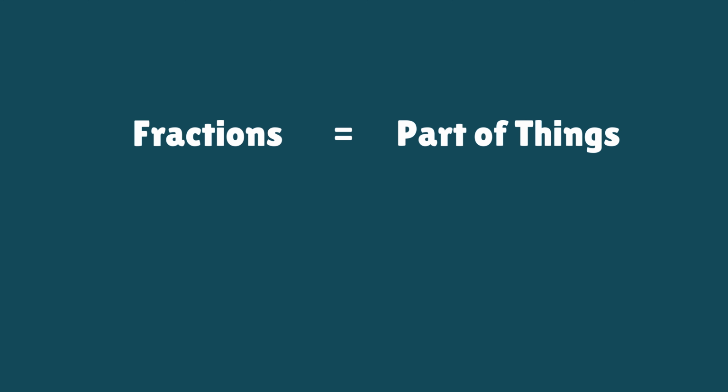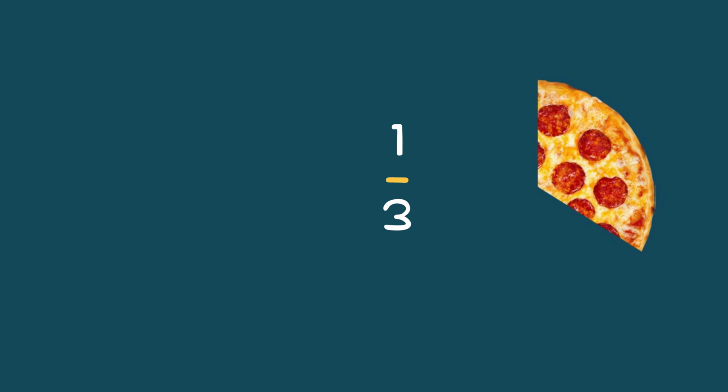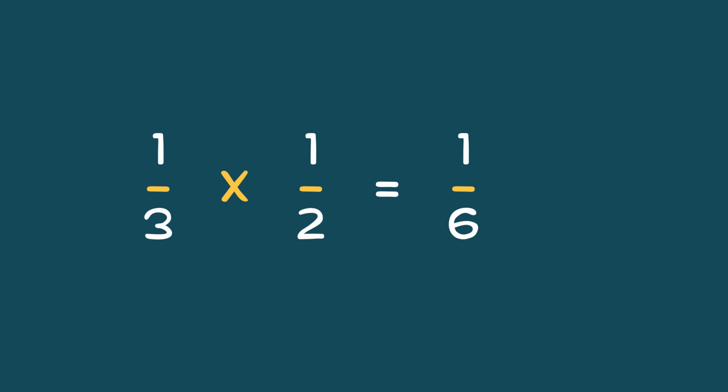Now, let's take it up a notch. What if fractions are like parts of something, like pieces of a pizza? Does it still make sense to multiply them? Of course. Picture this. You've got 1/3 of a pizza. Now, if you take half of that 1/3, you'll end up with 1/6 of the pizza. So, when you multiply 1 by 3 with 1 by 2, you get 1 by 6. It's like taking a part of a part. Pretty neat, right?